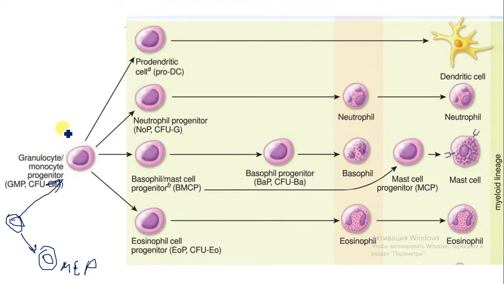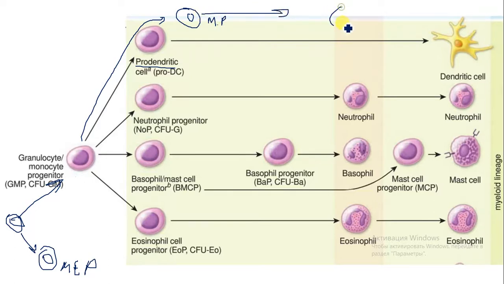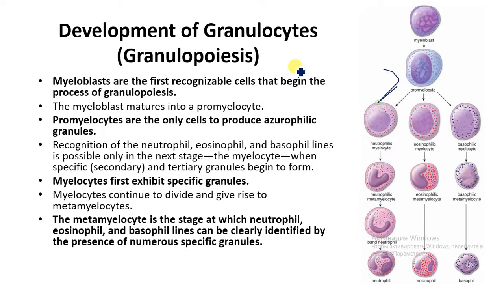This granulocyte monocyte progenitor gets differentiated first of all into the neutrophil progenitor, basophil or mast cell progenitor, eosinophil progenitor, and also, as shown here, the prodendritic cell, and additionally, here it did not fit, the monocyte progenitor, MP, and later it forms the monocyte. So let's talk about details. Let's talk about granulocyte formation.